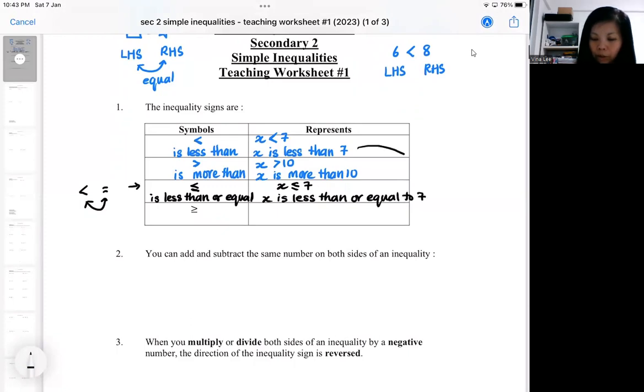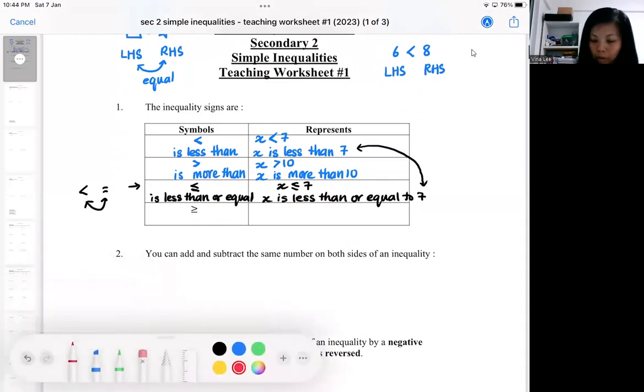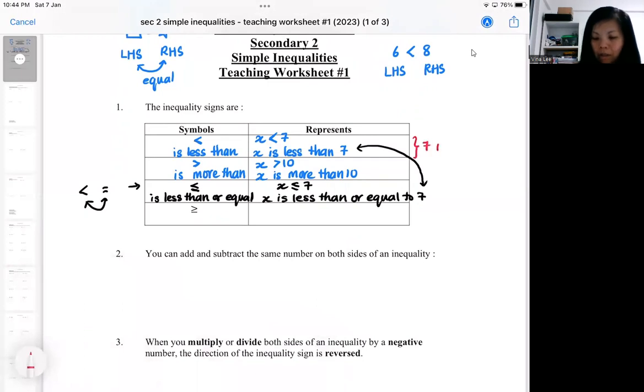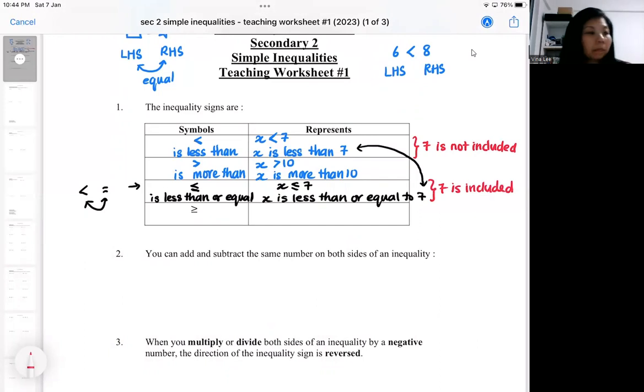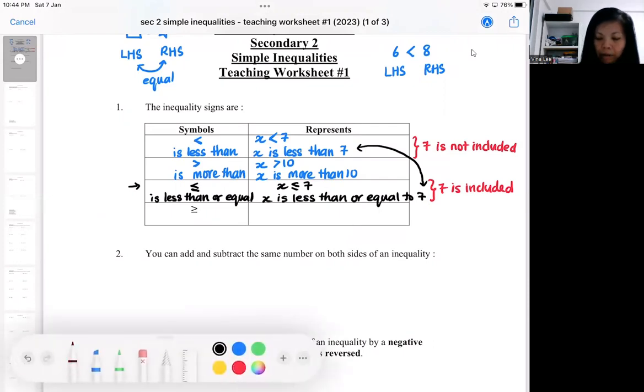So what's the difference between these two? In this part, 7 is not included. For this case, 7 is included. That's the difference between having an equal sign or no equal sign. You have to be very mindful about the equal sign. Those who are not careful will tend to ignore it, so you just have to be very meticulous.